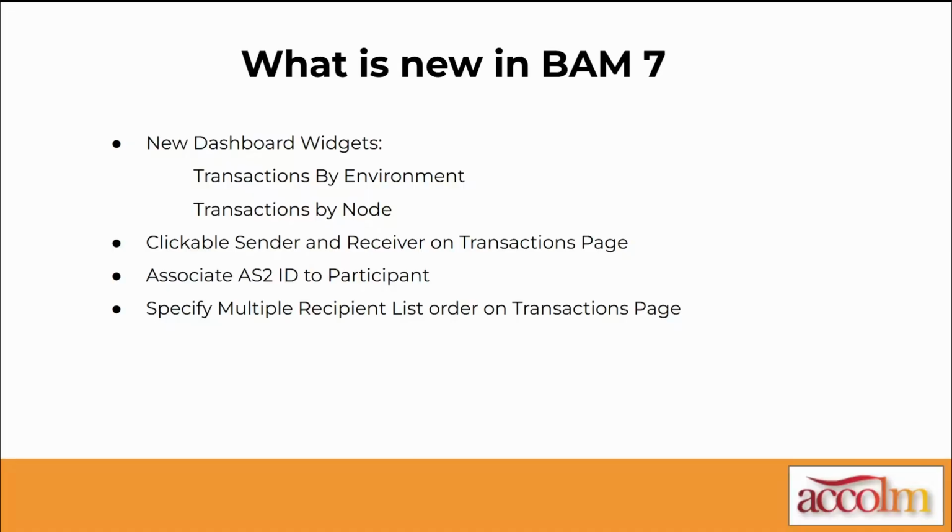You can now specify the order of the multiple recipient list on the transactions page. Previously it was only action time, but now we can order by business value as well. We also have a few new filters on the transactions page, filter by folder and filter by file size.